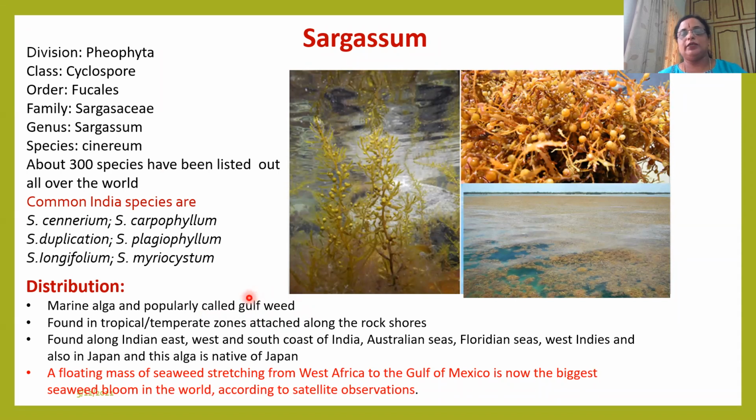Remember, your Spirogyra is commonly called water silk, isn't it? Likewise, Sargassum is popularly called Gulf weed. And as I had mentioned, it is found distributed in tropical and temperate oceans. And you can find them floating like this.